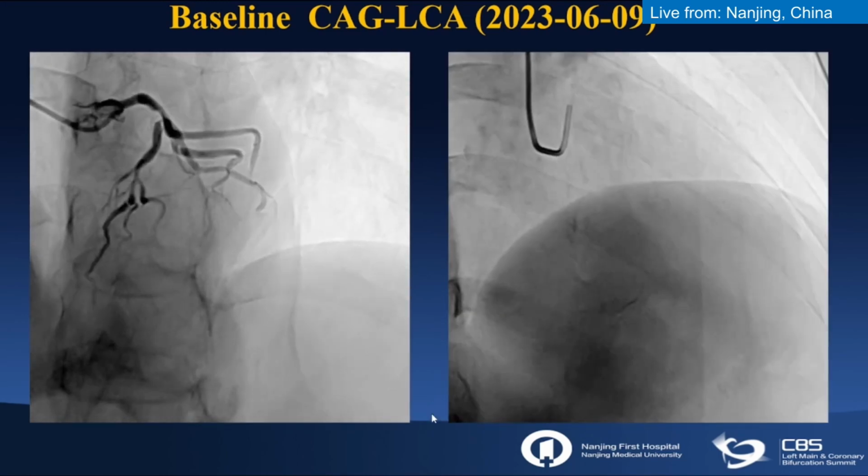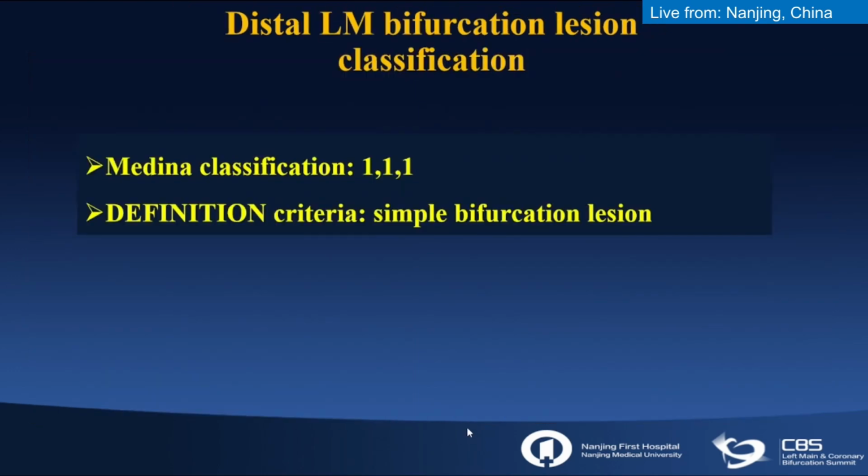Next, we show the LAO and the RAO cranial position. Show the LAD is serious lesion, and we see the LAD lesion is very diffuse and distorted. According to the CAG result, we see the left main distal bifurcation lesion. According to Medina classification, it's a type 111. Also, according to the definition criteria created by Xiaoliang Chen, a single bifurcation lesion.